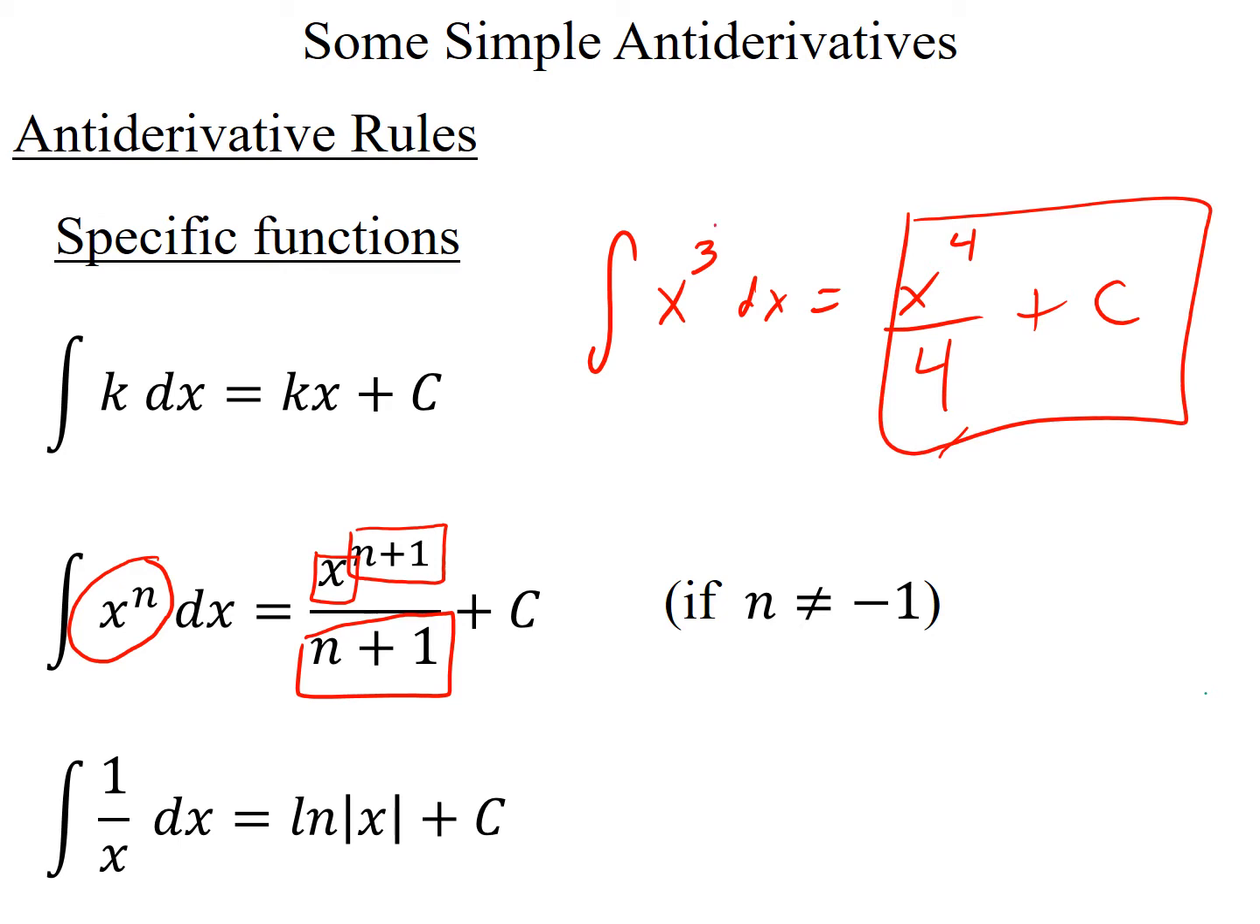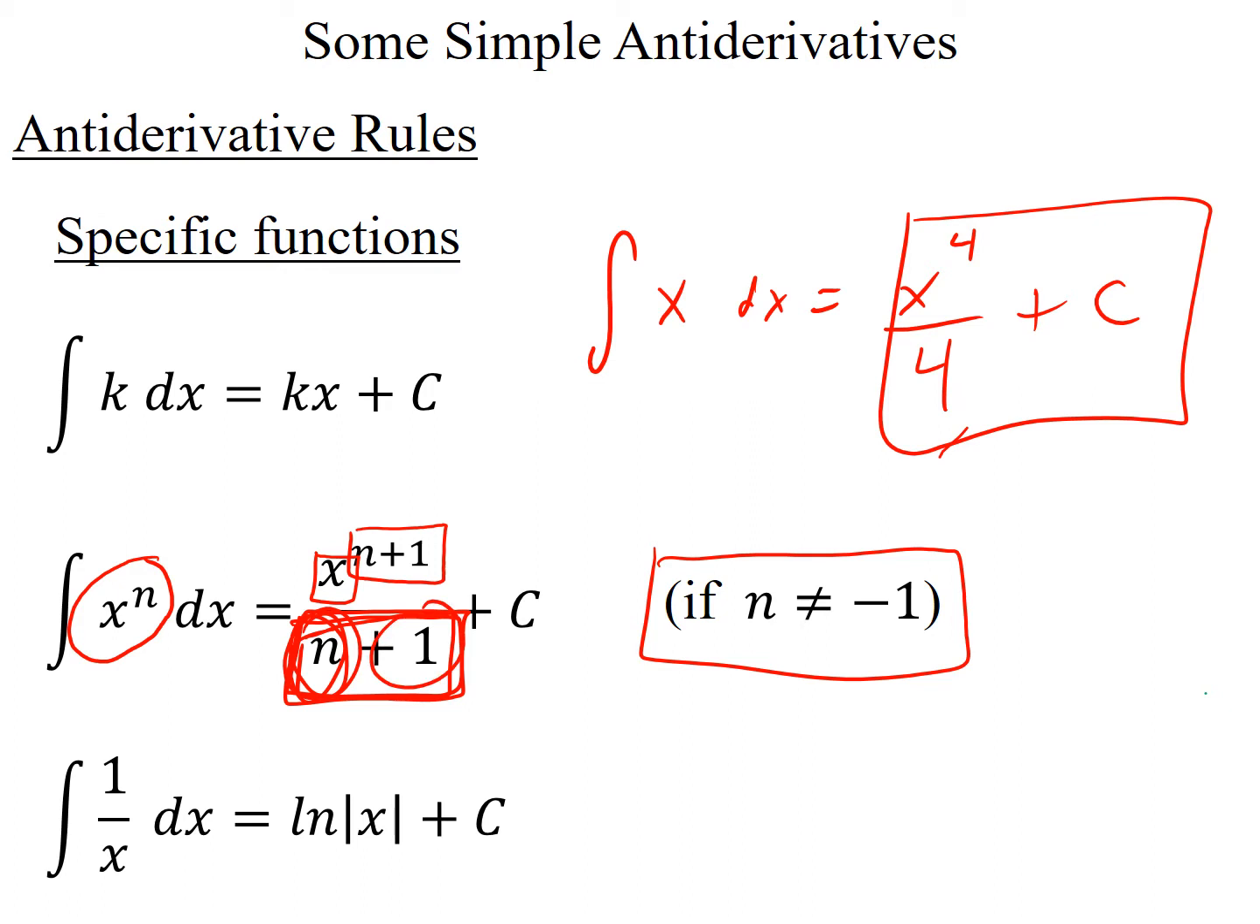Okay, and that rule works for any power. Again, this doesn't even have to be a whole number. It could be a negative power, it could be a fraction, anything. But the power can't be -1. Let me just tell you real quick why it can't be -1. Well, you can see from the formula here that if n was -1, you'd end up with 0 down there. If you plug in -1 here, -1 plus 1 is 0.